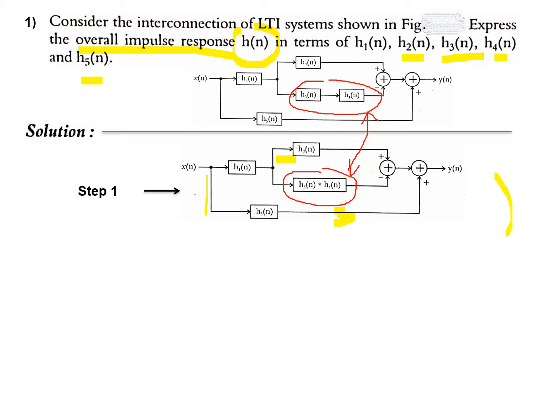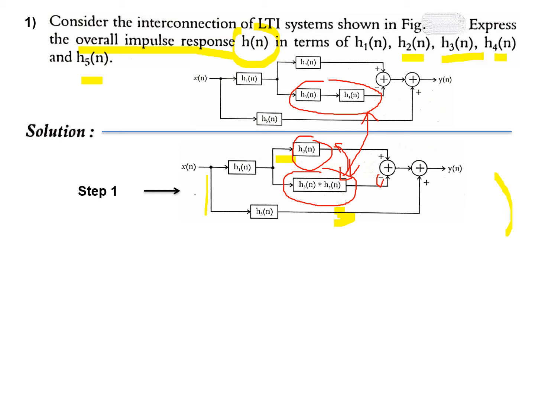Now I'll combine this and this. Okay, the next step. They are in parallel actually, but they are not summed now because this sign is minus sign. See, this is plus sign. This is a summing block, summing node.